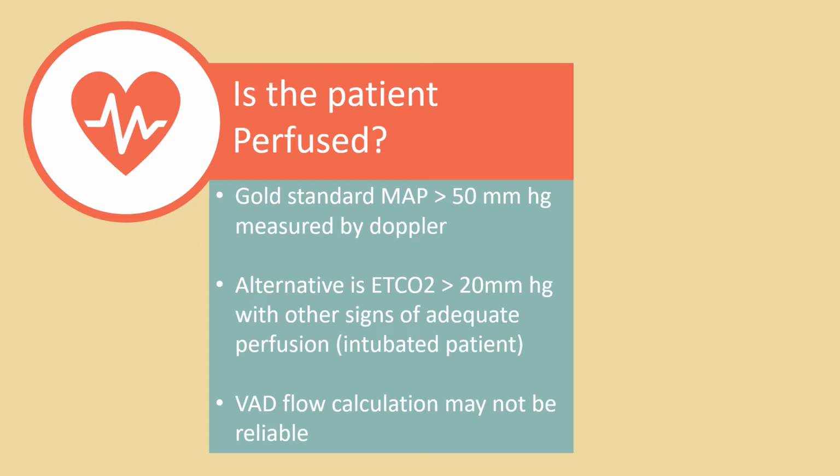Alternatively, if your patient happened to be intubated by the time you're getting to them, the AHA guidelines actually specify that if you have an end tidal CO2 of greater than 20 millimeters of mercury, you are likely maintaining an adequate cardiac output. And you can combine this with other signs of adequate perfusion.